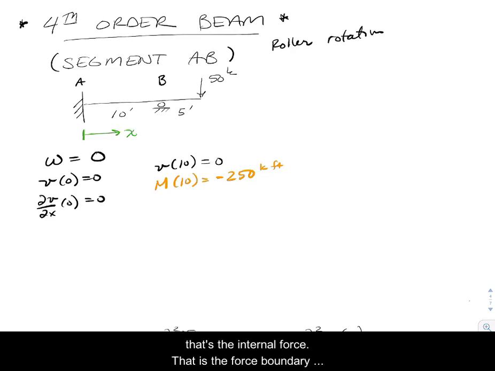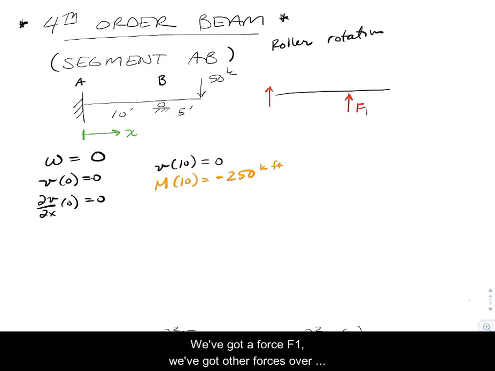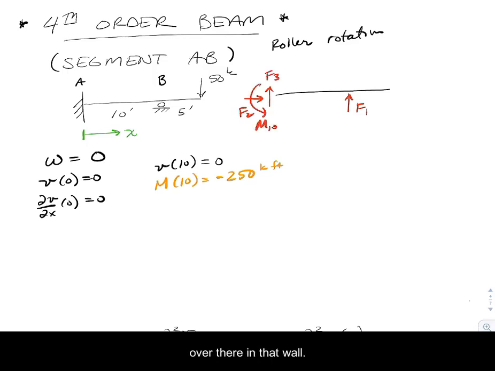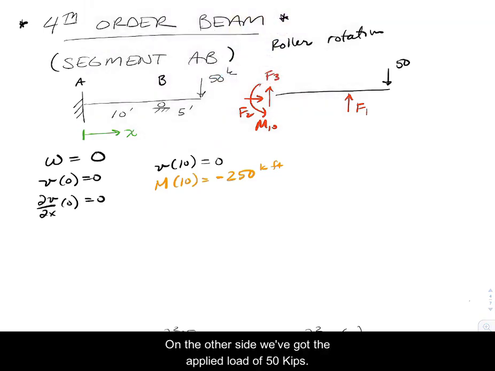Well, if we go and draw a free body diagram, right, which we've had before, we've got a force F1, we've got force over here, and then we've got a moment over there in that wall. And on the other side, we've got the applied load of 50 kips. All right, so there's our free body diagram.